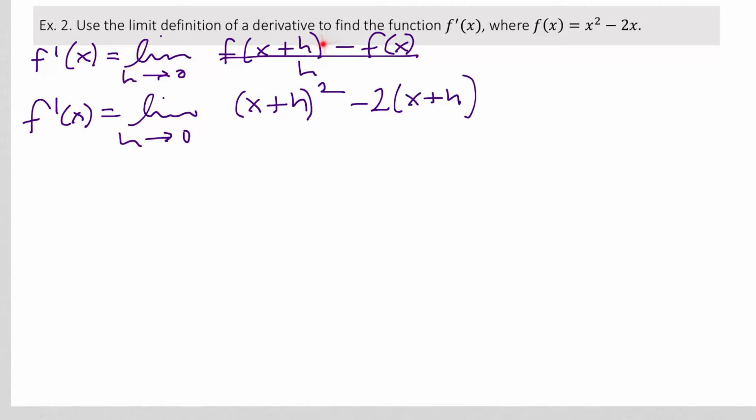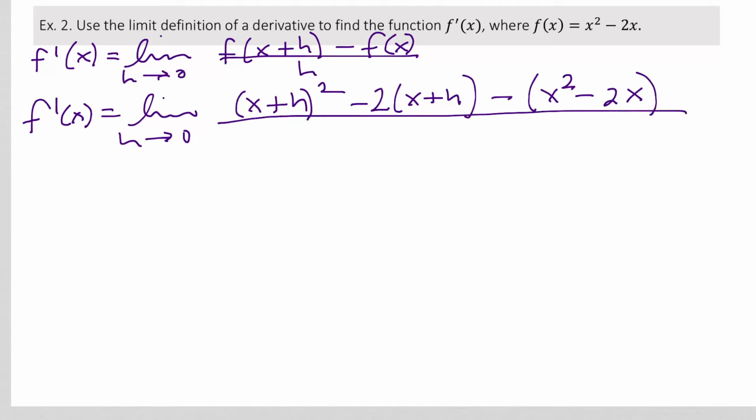So that's this substitution here. Now minus f of x itself, minus this part here. You've got to be careful that you surround it with parentheses so you don't miss the distribution of the second term there. That's a common mistake.